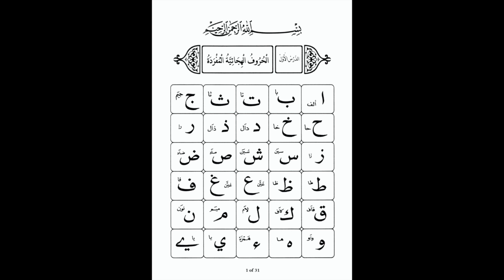JazākAllāh Khair, inshallah. I'll let you boys and girls practice this so that you can get hold of these Arabic letters, 29 or 28 Arabic letters, inshallah. Elder people can also practice, no problem.